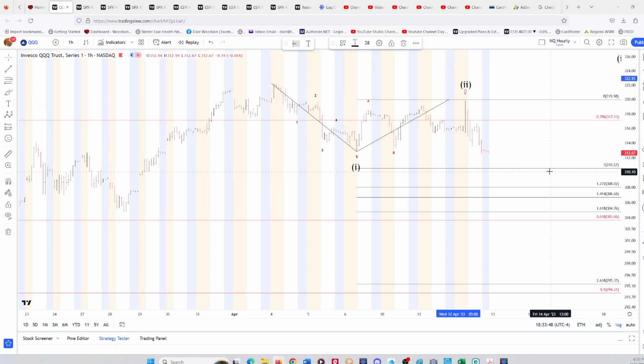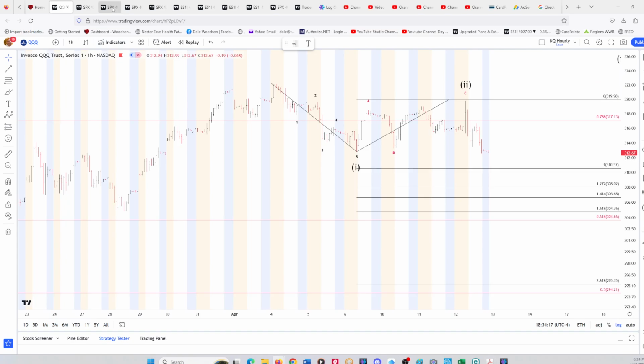Wave 3 gains equality with wave 1 at 310.57. You can see the other Fibonacci extensions there, the 272 at 308, the 1414 at 306, and the 1618 at 304. The make or break is that high there, which is at 322.15. Yep, 322.15. So that's what we're looking at there, and that high was on April 4th.